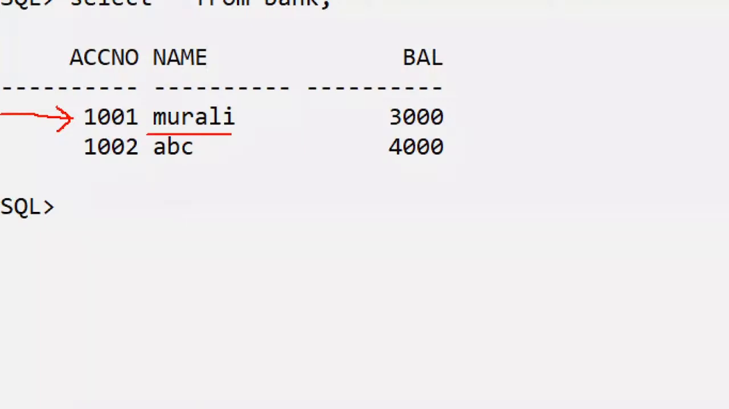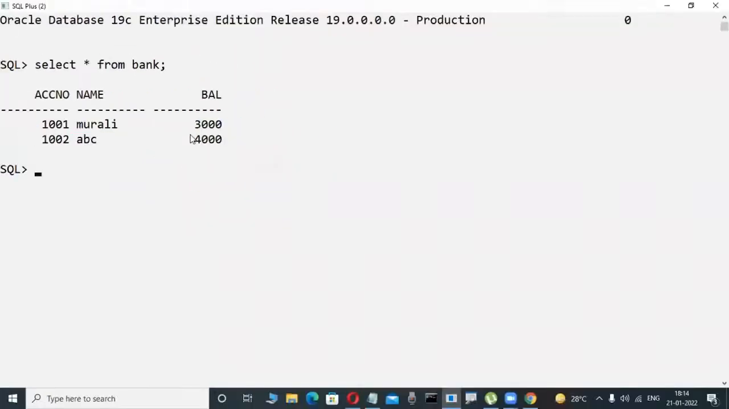My name is Murali. I'm an account holder. My balance is how much? Yes, how much? 3000 is there. Observe here, my balance is 3000, for example. Now check out the scenario. Slowly observe it here.